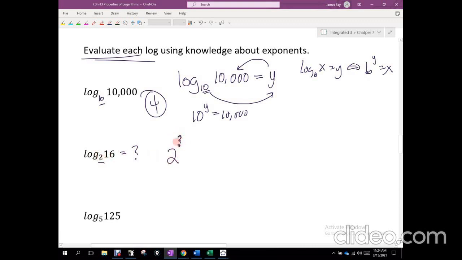Okay, and I can use a question mark, but I could use a variable, right? I could call this y. Say 2 to the y equals, what should 2 to the question mark equal in this case? Come back and equal 16. So how many times can I multiply 2 by itself to get 16? 4 again.